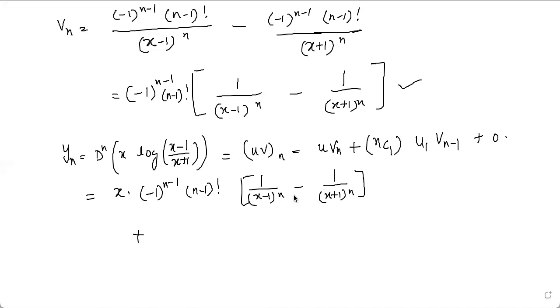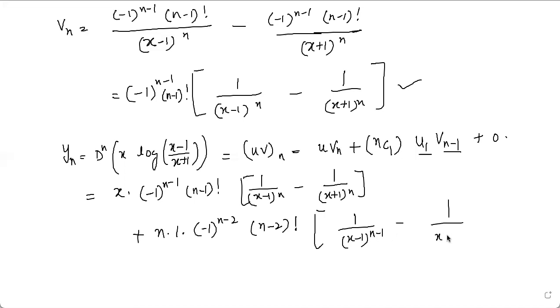nC1 is n, right? And u1 is 1. Now let us substitute n minus 1, so we have minus 1 to the power of n minus 1 minus 1. That will be n minus 2. So this is also (n minus 2) divided by 1 by (x minus 1) to the power of n minus 1 and 1 by (x plus 1) to the power of n minus 1, right?